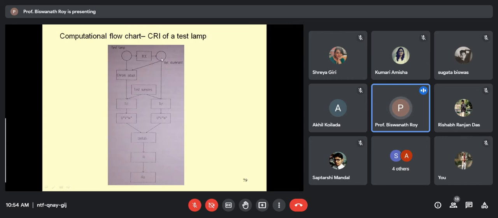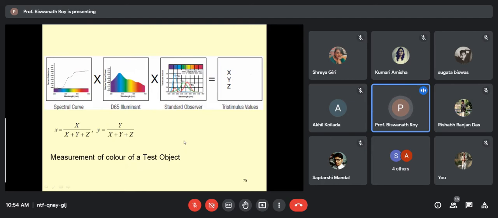This is test lamp, and depending on the color temperature of the test lamp, reference illuminant is selected. Now this reference illuminant and chromatic adaptation, to perform the chromatic adaptation, these test samples are illuminated by test lamp and reference illuminant. Then del E is calculated, then Ri is calculated, then Ra is calculated.